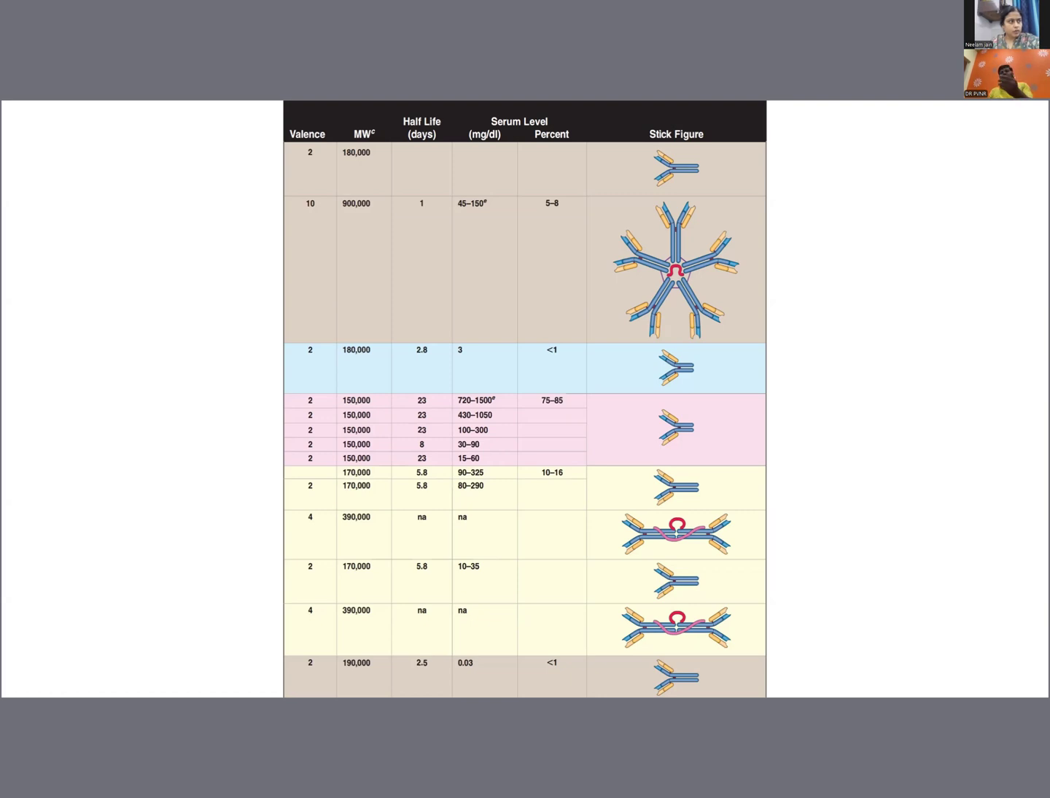So IgG is different, IgA is different, their functions are different. IgE is produced in allergic conditions. Immunoglobulin E, IgE, is produced in allergic conditions.